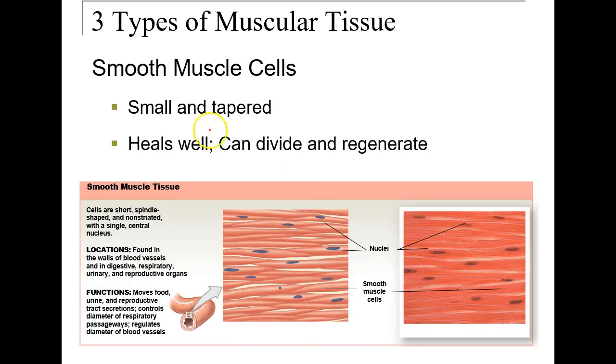Smooth muscle cells, small and tapered. They do heal well, which is fantastic to hear, seeing as how we have blood vessel damage all the time. Therefore, we can create new blood vessels with regenerated smooth muscle cells. So, single nucleus, they are small and tapered. They interconnect, and we'll see some movements of those later on.